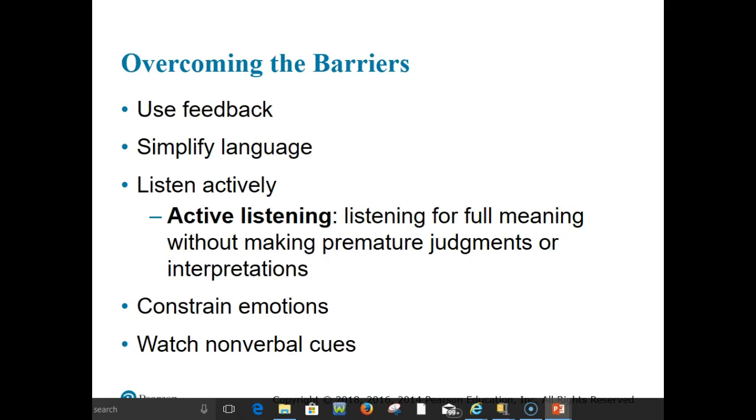So many of us are poor listeners. And why do I say that? It's because it's difficult and most of us would rather do the talking than listening. In fact, it is often more tiring than talking. Unlike hearing, active listening, which is listening for full meaning without making premature judgments or interpretations, demands total concentration.